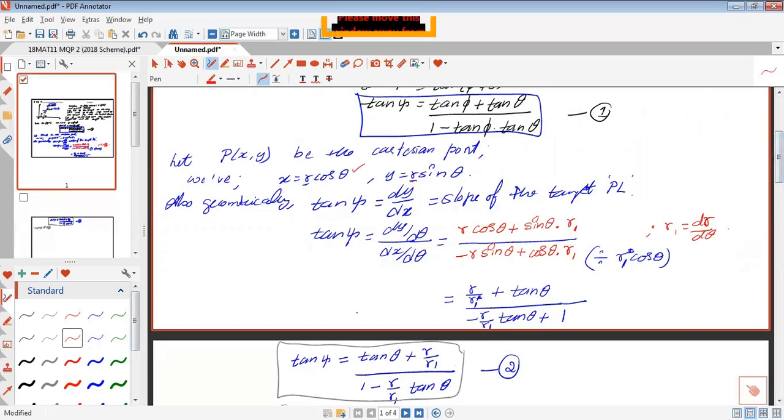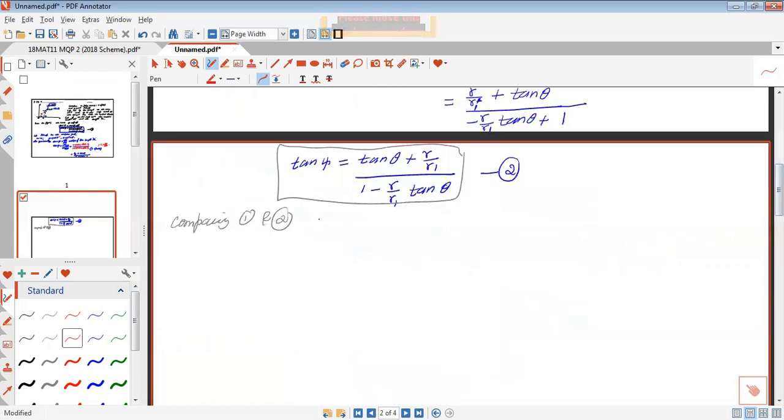tan theta as it is in the second equation. Instead of tan phi, we have r divided by r1. Similarly, 1 minus tan theta we have in second equation also. Instead of tan phi, we have r divided by r1. So on comparing 1 and 2, tan phi is equal to r by r1. Now you know that r divided by r1 is nothing but r d theta by dr, or you can write tan phi is equal to r, d theta is numerator, divided by dr.